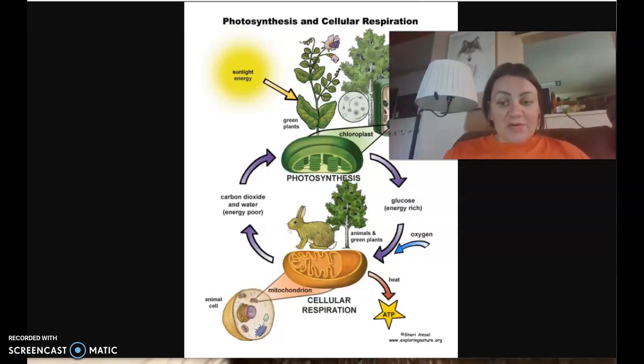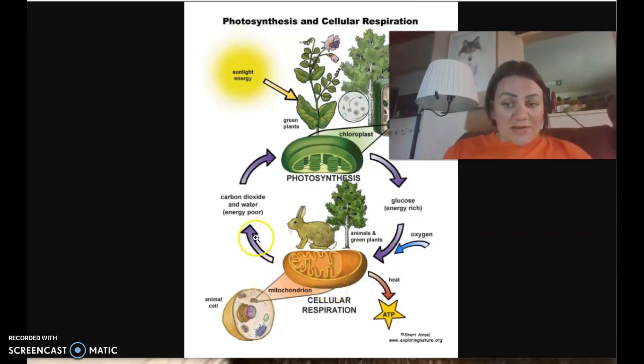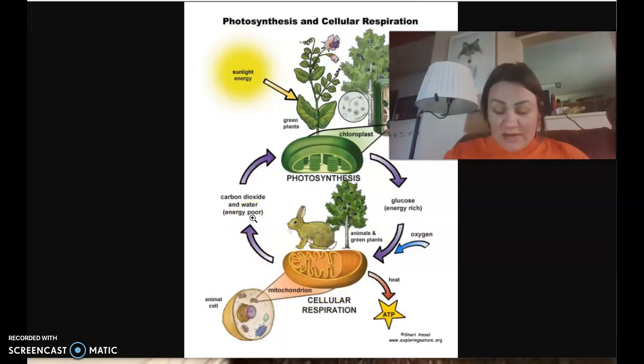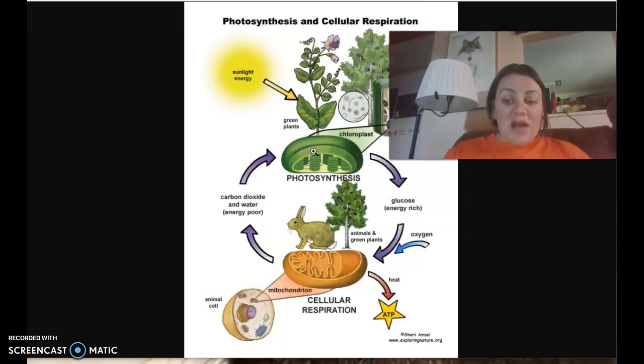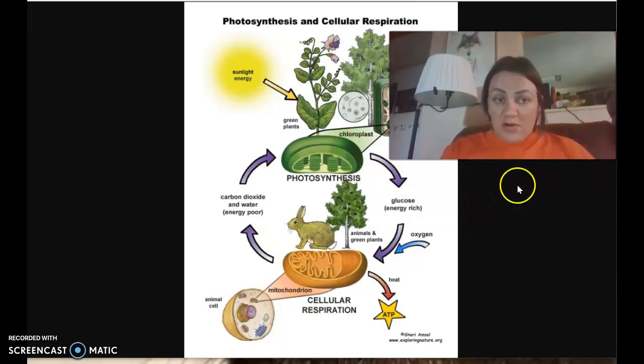As you can see in this model, at the mitochondria, this orange organelle right here at the bottom, sugar and oxygen mix together to create carbon dioxide, water, and energy in the form of ATP. Photosynthesis then takes carbon dioxide and water plus sunlight to create oxygen and sugar, which is exactly what cellular respiration needs. Then cellular respiration takes the sugar plus oxygen to create carbon dioxide and water plus ATP, which helps with photosynthesis, and the cycle continues to go over and over and over.